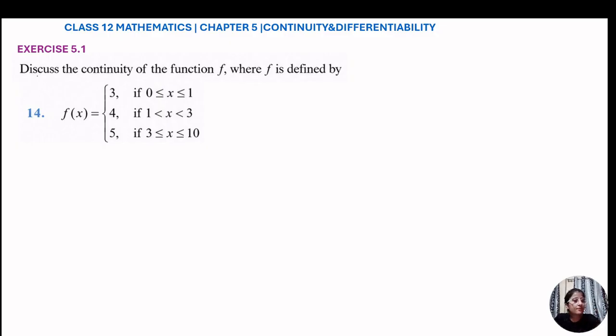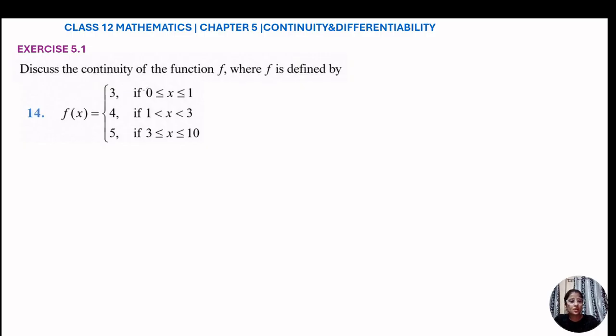So in this question, what we have to do? Discuss the continuity of the function f where f is defined by. Okay, this is our f. Now we have to discuss the continuity of the function f. Whenever we check the continuity of a function, first of all, the function should be defined at that point, and we find its function value. Then we will find its limiting value at that point. Then if the function value and limiting value are same, then we say that the function is continuous at that point.